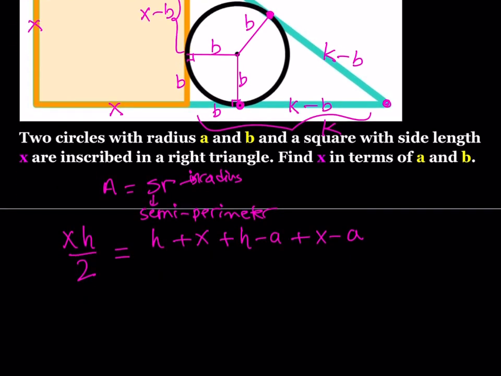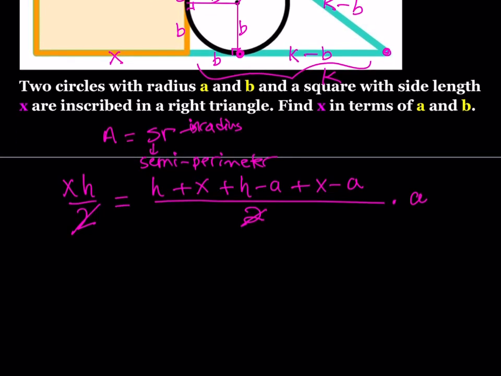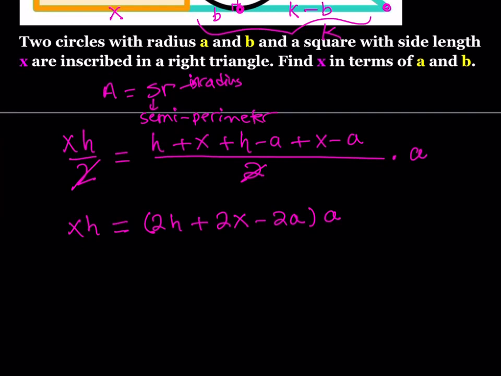Of course, this is just the perimeter, and I'm supposed to divide by 2 to find the semi-perimeter. This is just the semi-perimeter. Now I've got to multiply it by the inradius, which is a, for the smaller triangle. Cool. Now we can just go ahead and multiply both sides by 2, and let's see how we can simplify further. I get x times h is equal to, now h plus h is going to give me 2h, x plus x is going to give me 2x, and then I have minus a, which is minus 2a. They all have a 2 in them, so that's kind of nice, and I've got to multiply that by a.